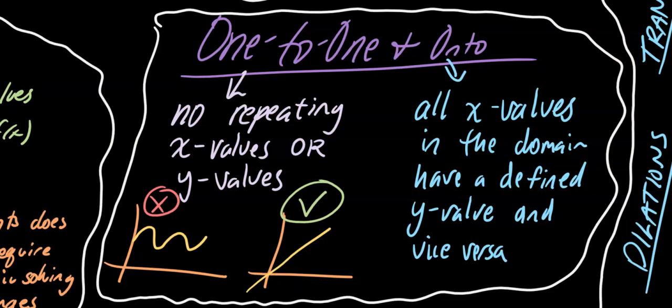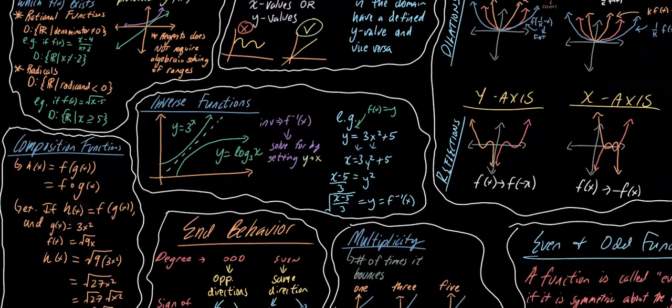One-to-one functions have no repeating x or y values, so something like a sinusoidal function like sine of x is not one-to-one since its y values, as we can see here clearly, are repeating. You could adapt the vertical line test to say that one-to-one functions must also pass a horizontal line test, where no point would touch a horizontal line twice. An onto function is pretty simple, it just means that all x values have a defined y value, so just most normal functions.